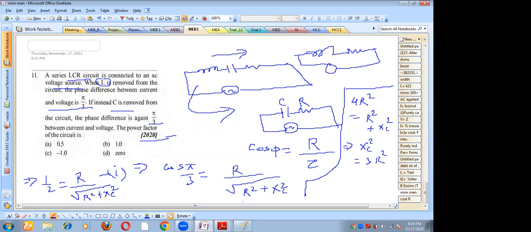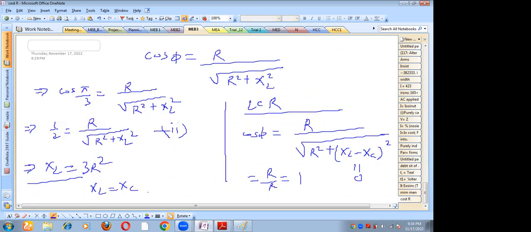Sir, it's actually supposed to be root 3, right? Because x is equal to root 3 r square. So x is root 3r, but that is not our concern. Getting my point? If we get x equal to root 3r, that is okay, but we are only concerned with XL equal to XC. Here you will also get XL square is equal to 3r square, so XL will be equal to root 3r. But the value is not our concern. Our main concern is that we get XL equal to XC.